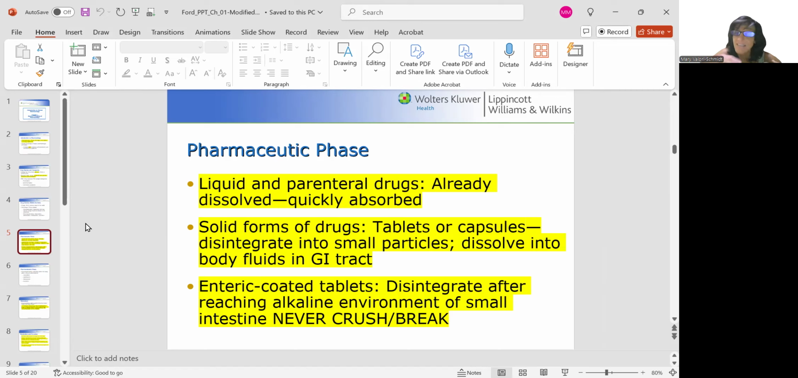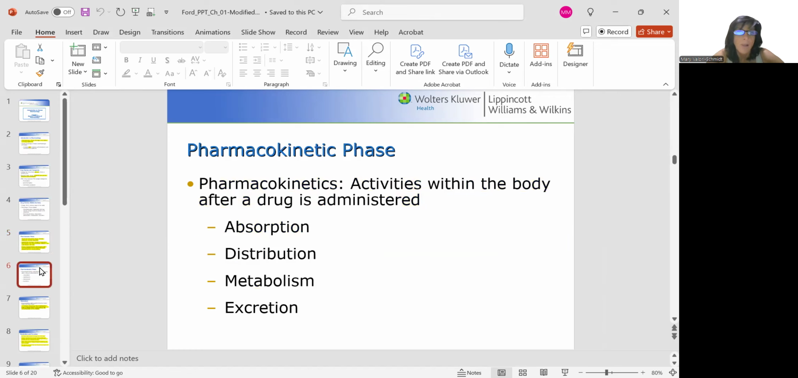Enteric-coated tablets disintegrate after they reach an alkaline environment, which is your small intestine. In other words, most of these tablets or capsules break down in your stomach with the hydrochloric acid. Enteric-coated tablets do not. They go through the stomach to the small intestine and slowly break down. Never break, cut, or crush an enteric-coated tablet.